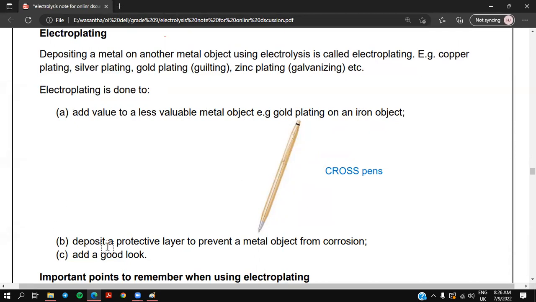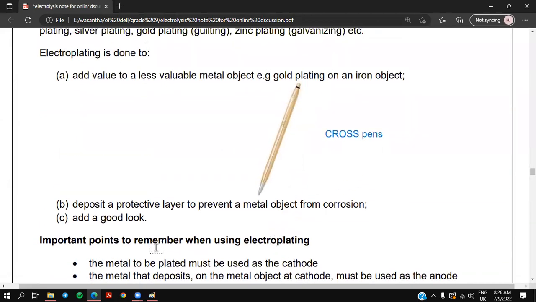B, deposit a protective layer to prevent a metal object from corrosion. When you deposit a gold layer on this pen, the iron part is covered. Therefore, it will not undergo corrosion. And then we can also add a good look to the object. So that's one of the objectives.